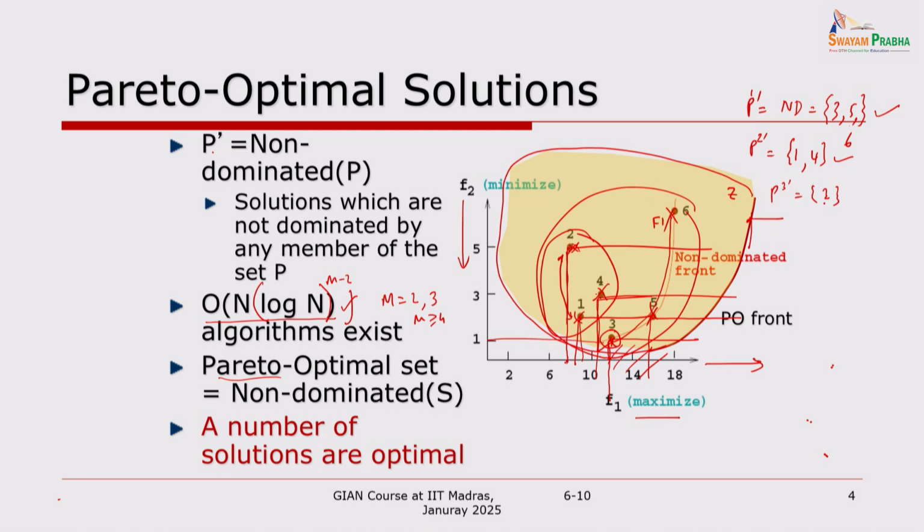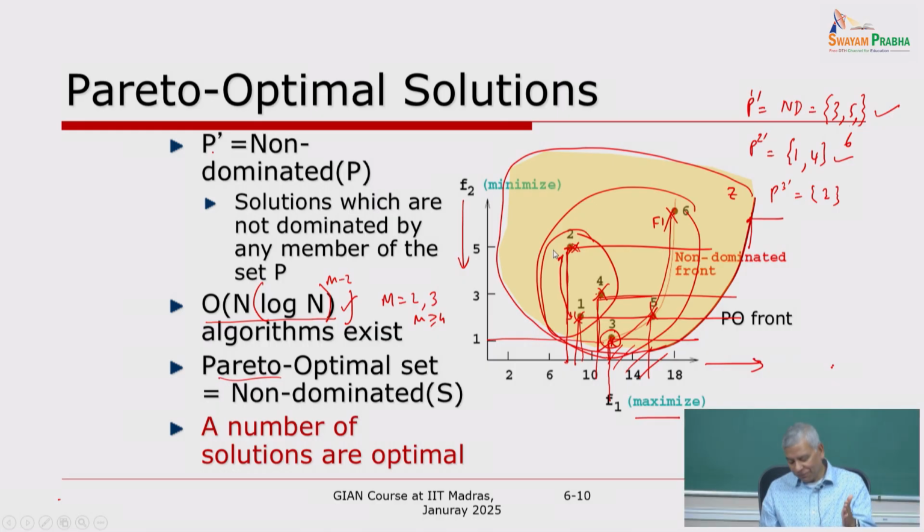So in some sense, 3, 5 and 6 are the best solutions of my population. In this little population I have, 3, 5 and 6 are the best. The next best are 1 and 4, and the worst is the second. And you see, if you line up this way, you can call them a front, and this is the front.